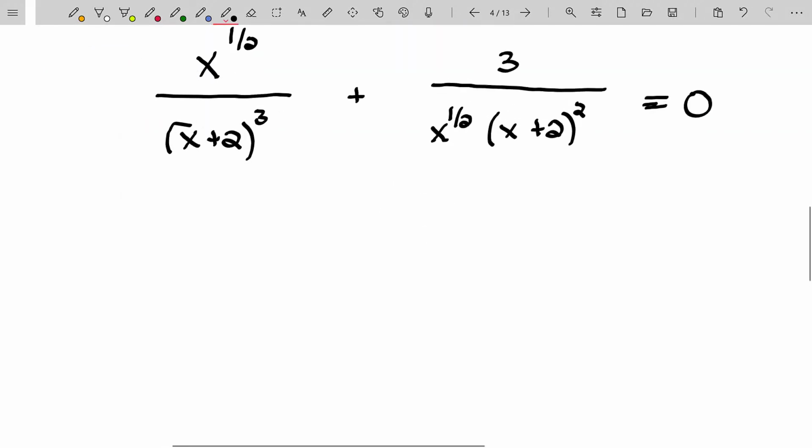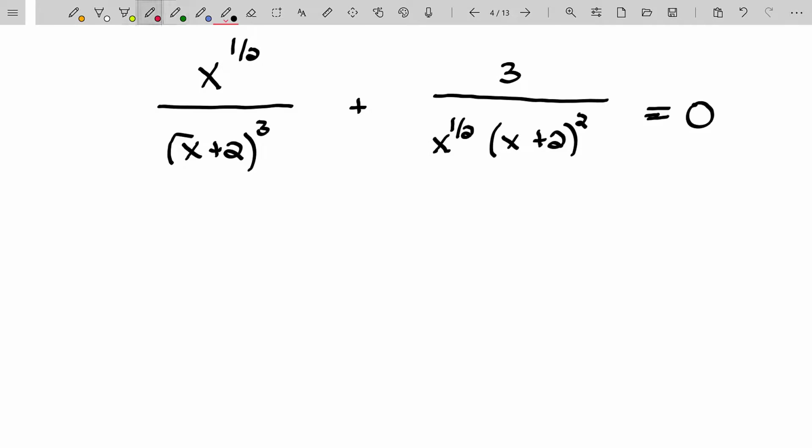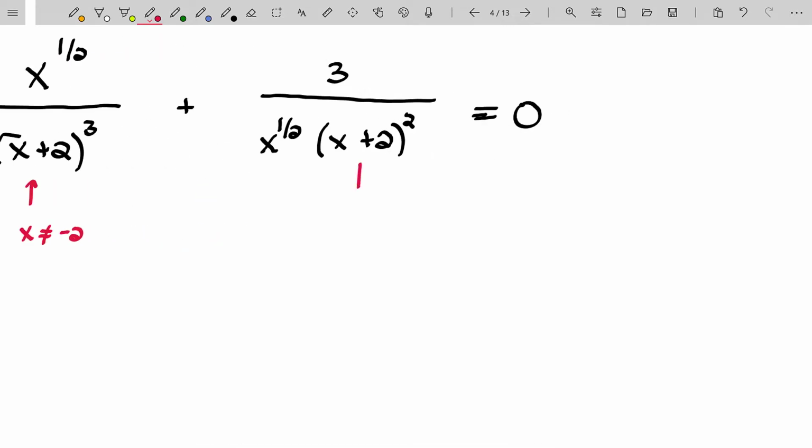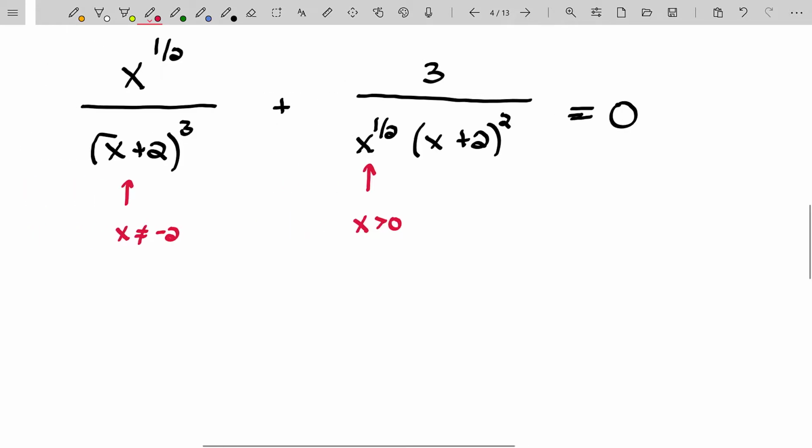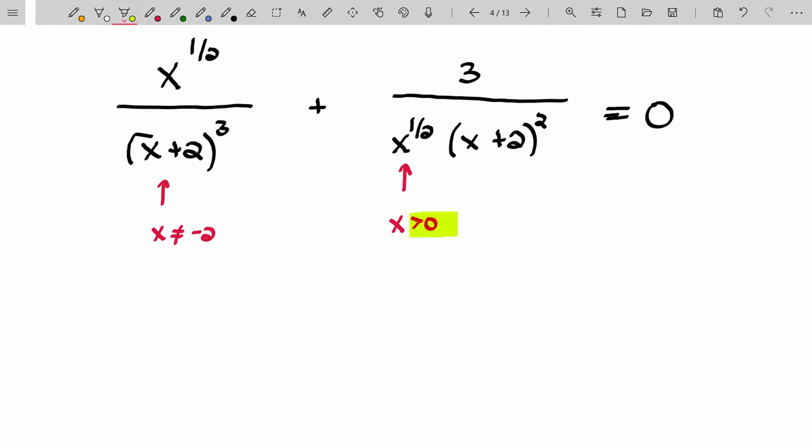From the beginning, I would then mention some restrictions on x. For example, this first guy right here tells me that x cannot equal negative 2. The second group tells me, well, x can't equal negative 2, but that's okay, I already have that written down. And in this case, x must be greater than 0, because it can't be 0, I'd be dividing by 0, and it's a square root, so it has to be positive. Of those two conditions, x being greater than 0 is the one that supersedes x cannot be negative 2.